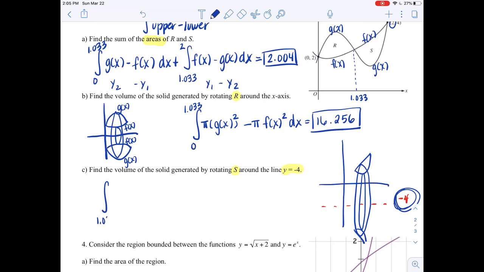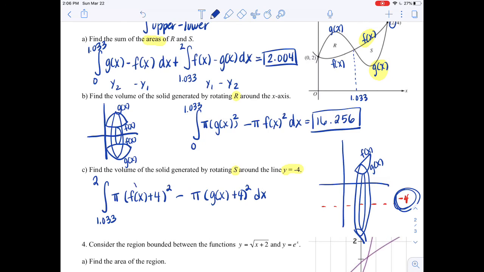So again, watch for that opposite relationship that's here. Now, what are the bounds of the region S? Same bounds as we used for the area before. Integral from 1.033 to 2. It's going to be pi times whatever your outer radius is squared minus pi times your inner radius squared dx. This time, if you notice again, looking up at S, it's your f of x that makes the upper edge and your g of x that makes that lower edge. This is f of x and this is g of x. So it's going to be f of x with some sort of a change and g of x with some sort of a change. As I mentioned before, the fact that you're moving the line of rotation down 4 units, you're actually going to be adding 4 to each of those radii.